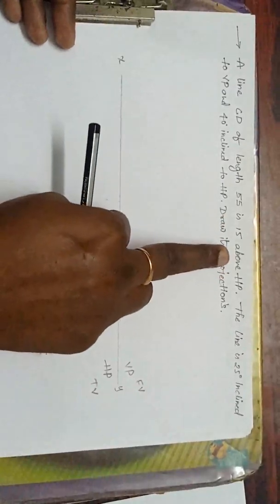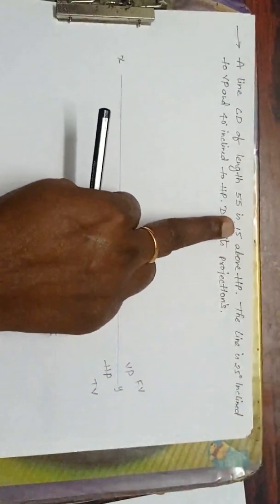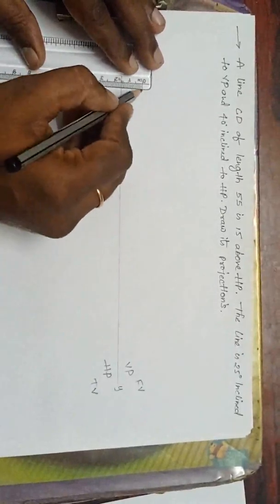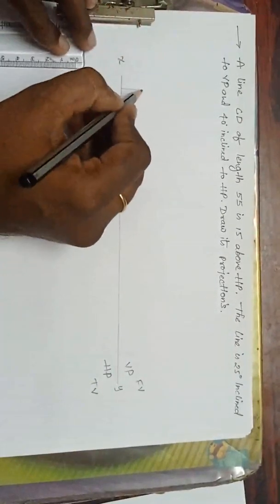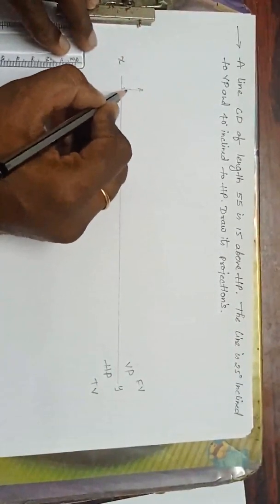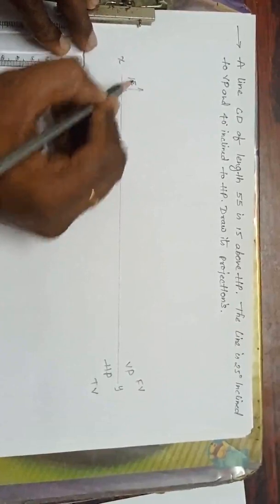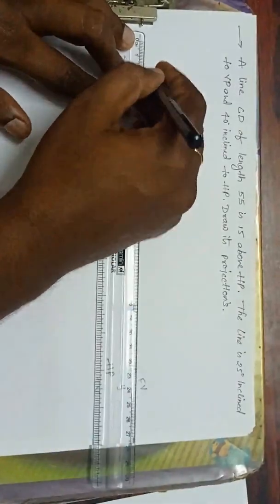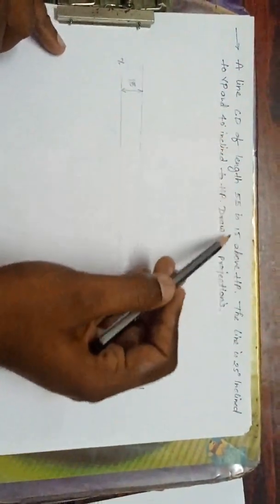Next what I have to do? I have to draw the gaps first. He said 15 above the HP, that I have to draw in the VP. So this is 15. Draw the straight line parallel to XY. Now, has he given anything in front of VP? No, not given. Leave it. That is 0.